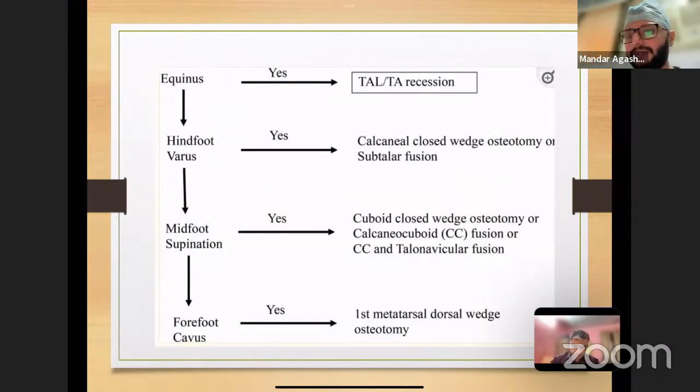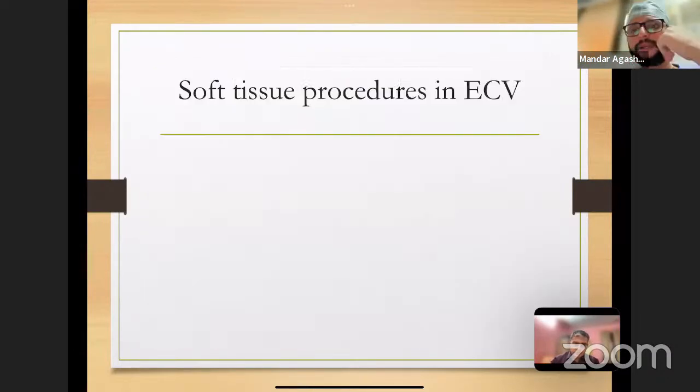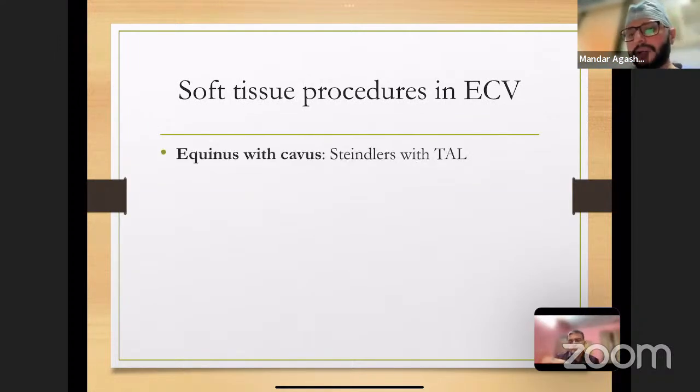I'm going to describe this protocol in detail slightly later. So what are the soft tissue procedures in cerebral palsy? I'm not going to go into detail about how to do a Vulpius or a Baumann's procedure or a TTL lengthening.